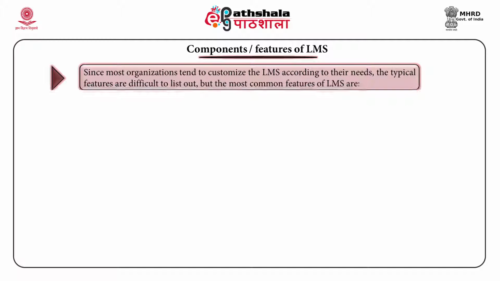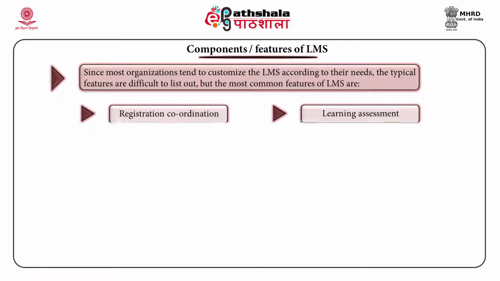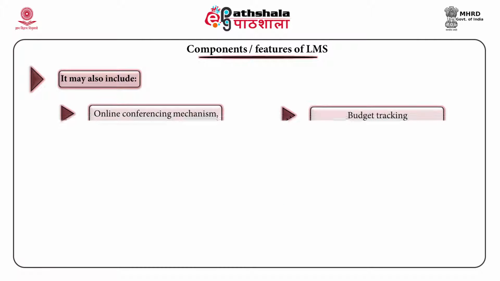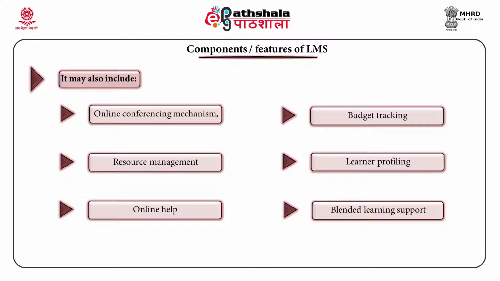We look at some of the components or the features of LMS. Since most organizations tend to customize the LMS according to their needs, the typical features are difficult to list out. But the most common features are registration coordination, scheduling coordination, program tracking, student tracking, learning assessment, testing of the learners, material distribution and reporting. It can also include online conference mechanism, budget tracking, resource management, learner profiling, online help, blended learning support and administrative tools.